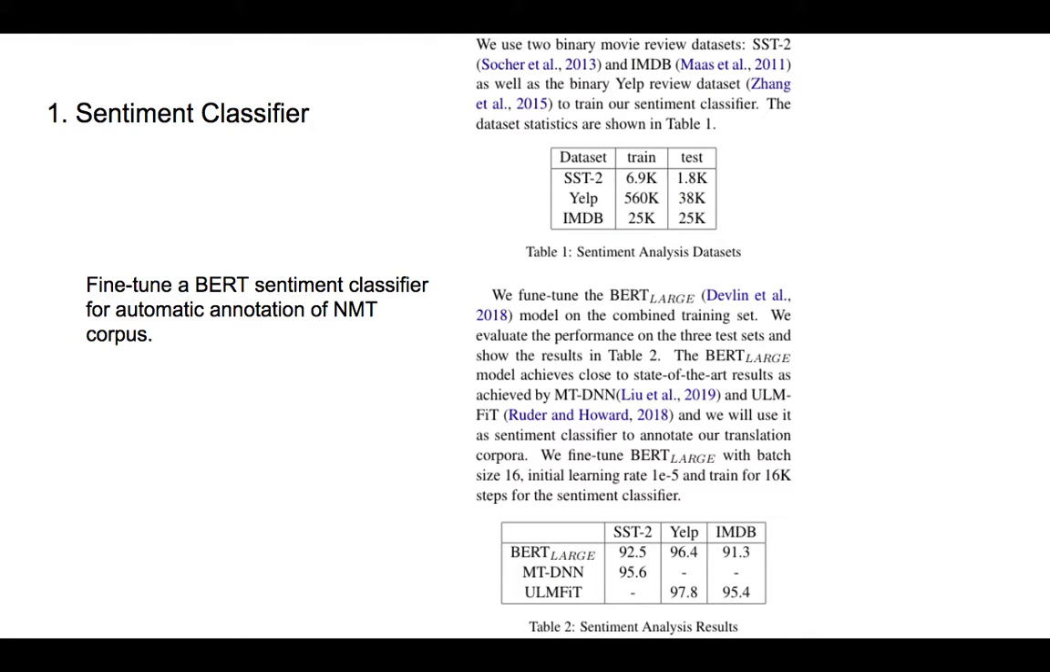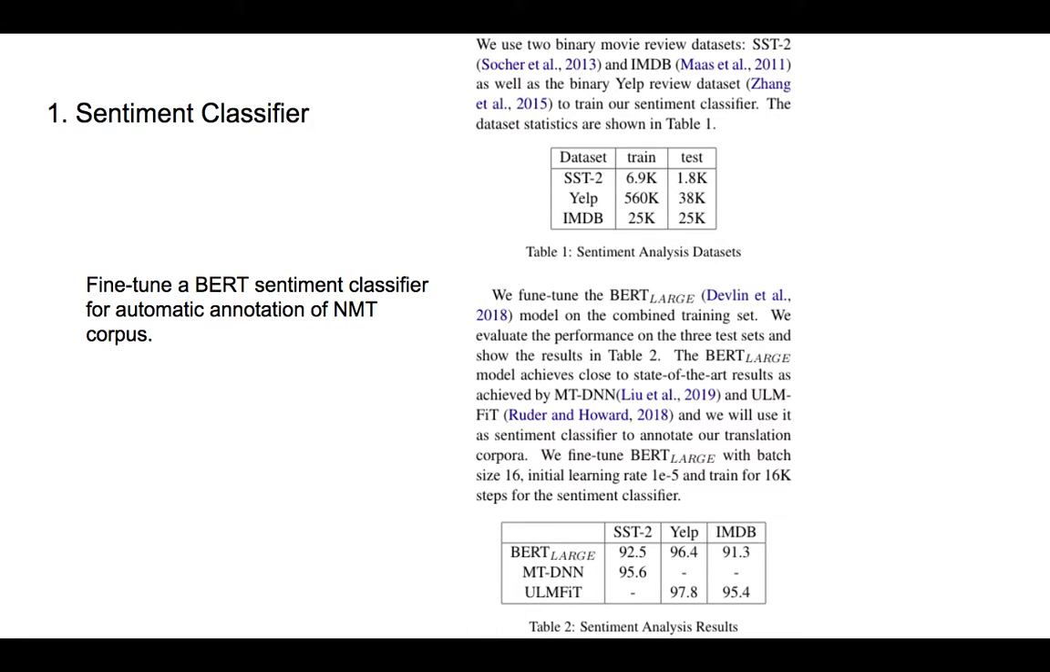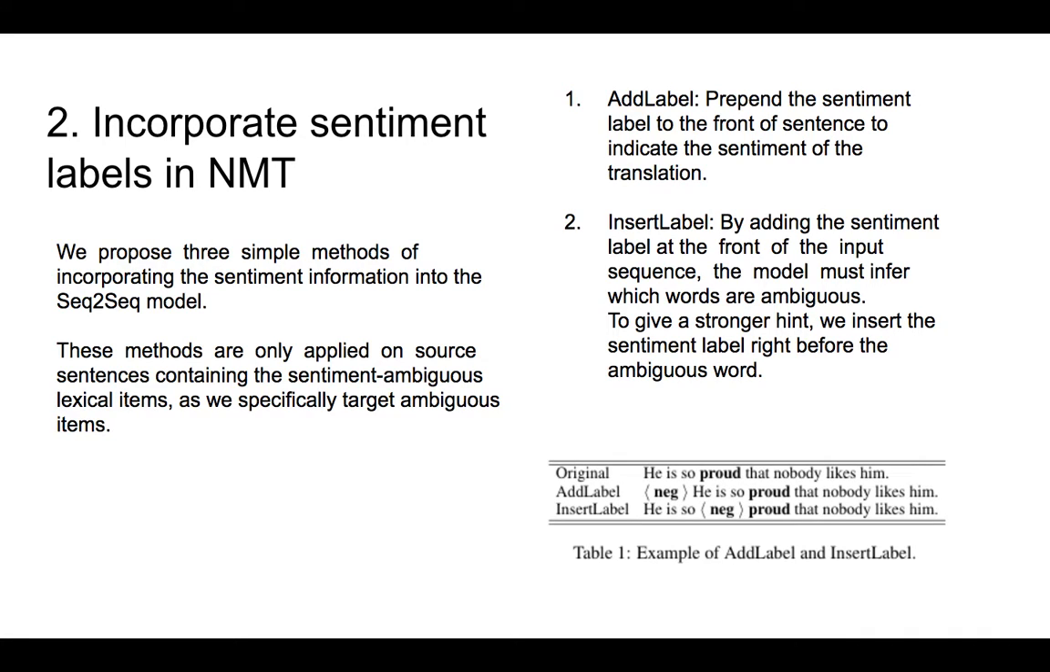For the first part, to train a sentiment classifier, we fine-tune BERT to do the sentiment classification. We fine-tune BERT on the training sets of these two datasets, and we also do some evaluation on the three test sets, and here are the results. We will use this sentiment classifier to annotate all the NMT training data.